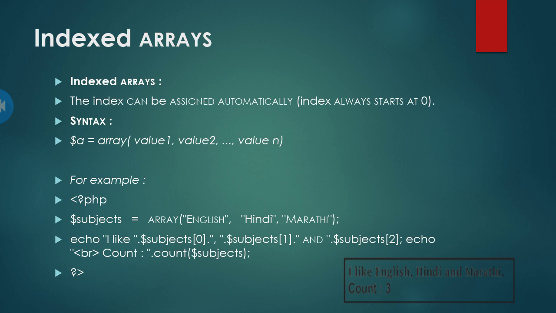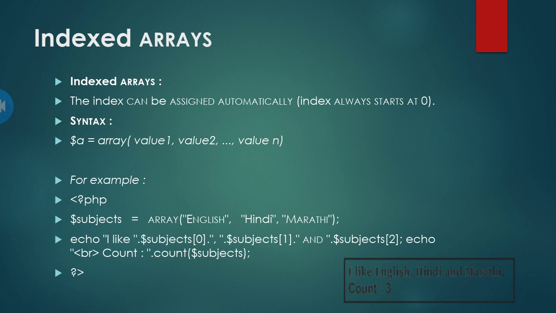The first is the indexed array. The index can be assigned automatically and the index always starts at 0. So whenever you use an indexed array, it will automatically start assigning the values, and by default it will start the index value from 0. So if you have 5 elements, there will be a total of 5 indexes: 0, 1, 2, 3, 4.